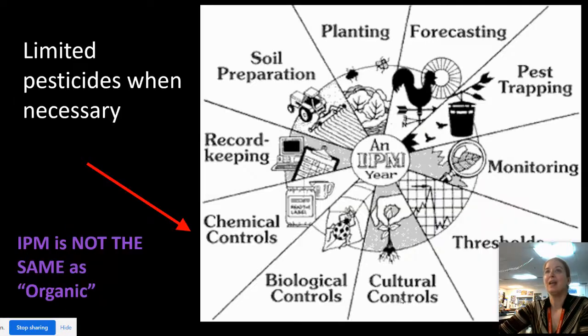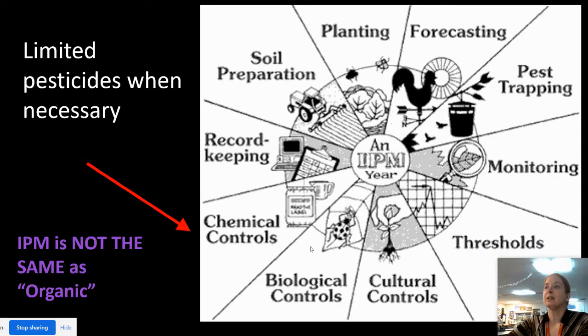So understand all of these things come into play when you're doing integrated pest management. And chemical controls is the last resort. So understand all of these things happen first, and then you may use some chemicals. So it is not the same as organic, because you still may use chemicals to make the pests go away, but it's a much, much smaller amount and only as a last resort.